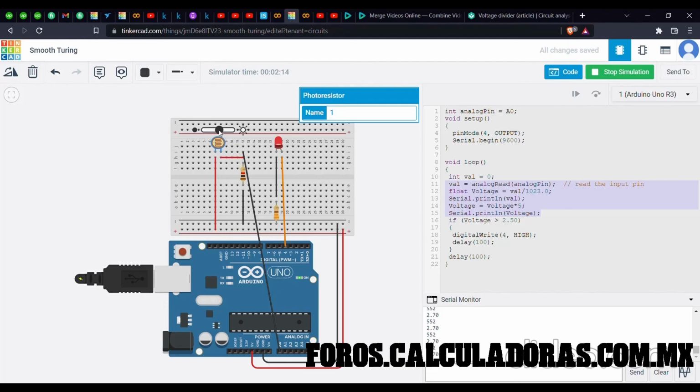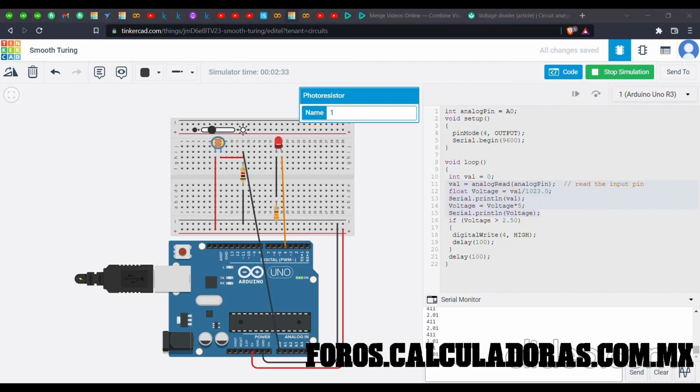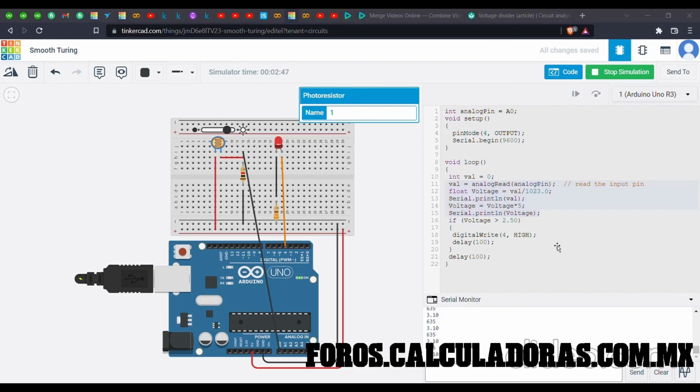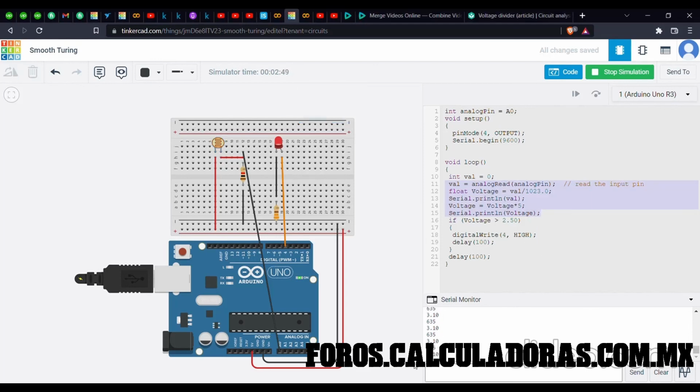Let's try to reduce the brightness, and you can see the voltage value is reducing. What is meant by reducing the brightness? It means that I'm increasing the resistance. When I'm increasing the resistance, the output voltage should reduce as well. Okay, so let me increase the brightness. That means I am decreasing the resistance. So when I'm decreasing the resistance, the voltage output should increase, and you can see the same is happening here.